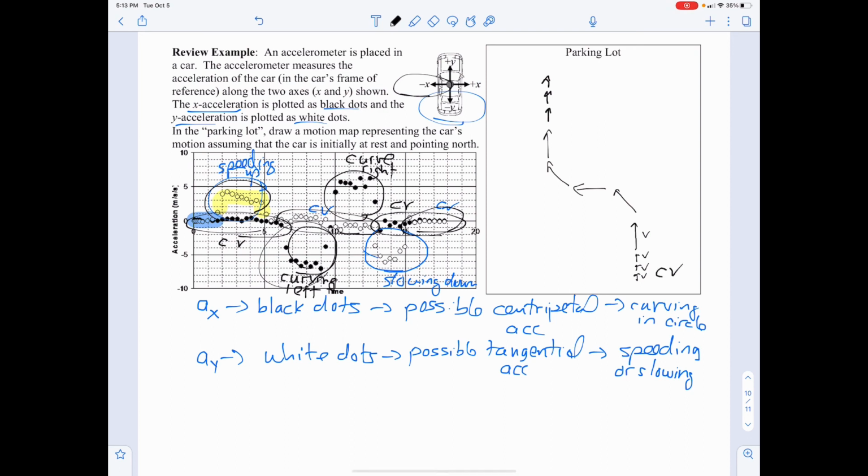Constant velocity, speed up, curve left at a constant speed, curve right, slow down, because you're going from a longer velocity, a faster velocity, to a slower velocity, so slow down. And then constant velocity the rest of the way.